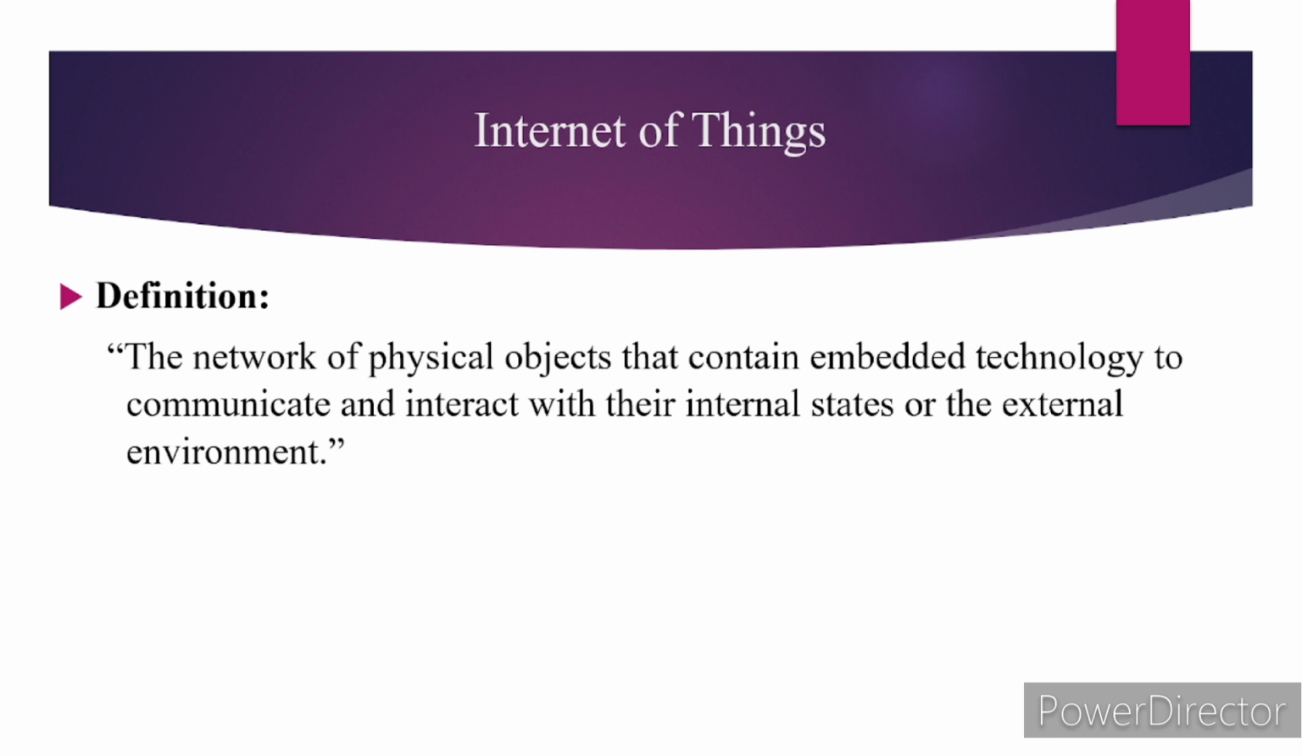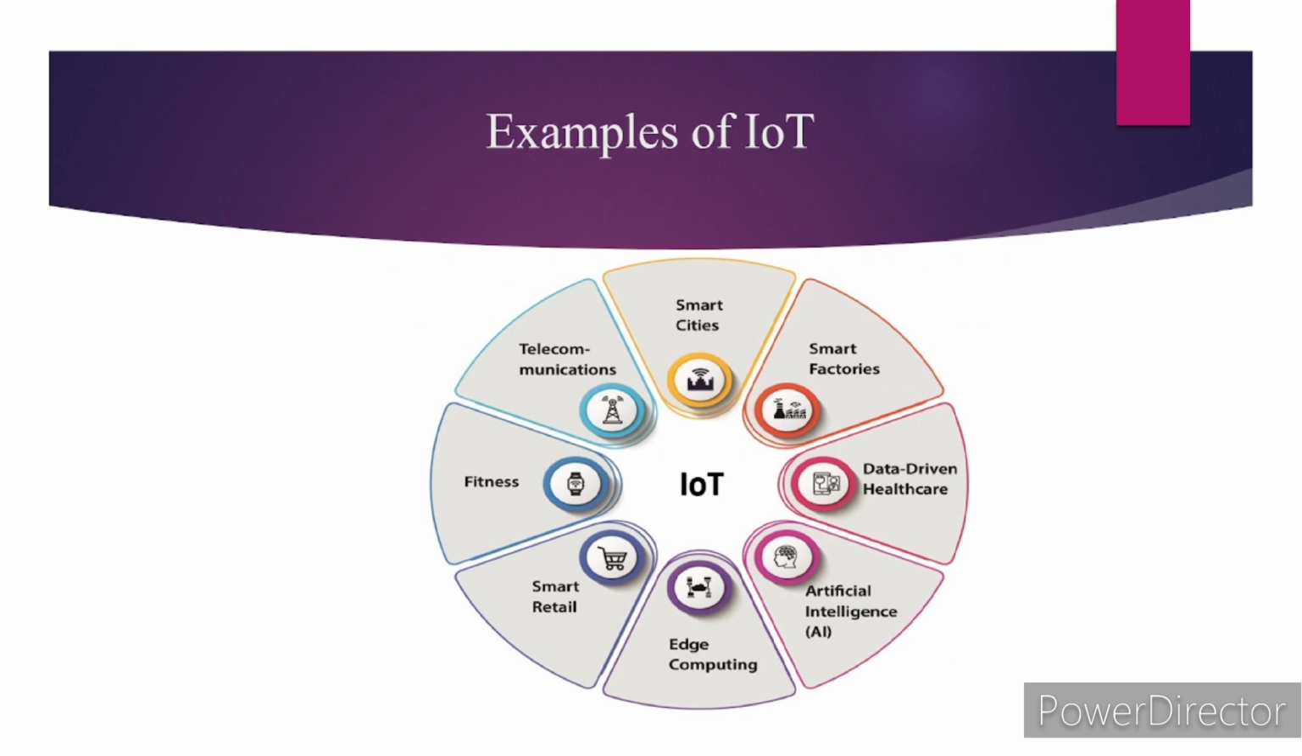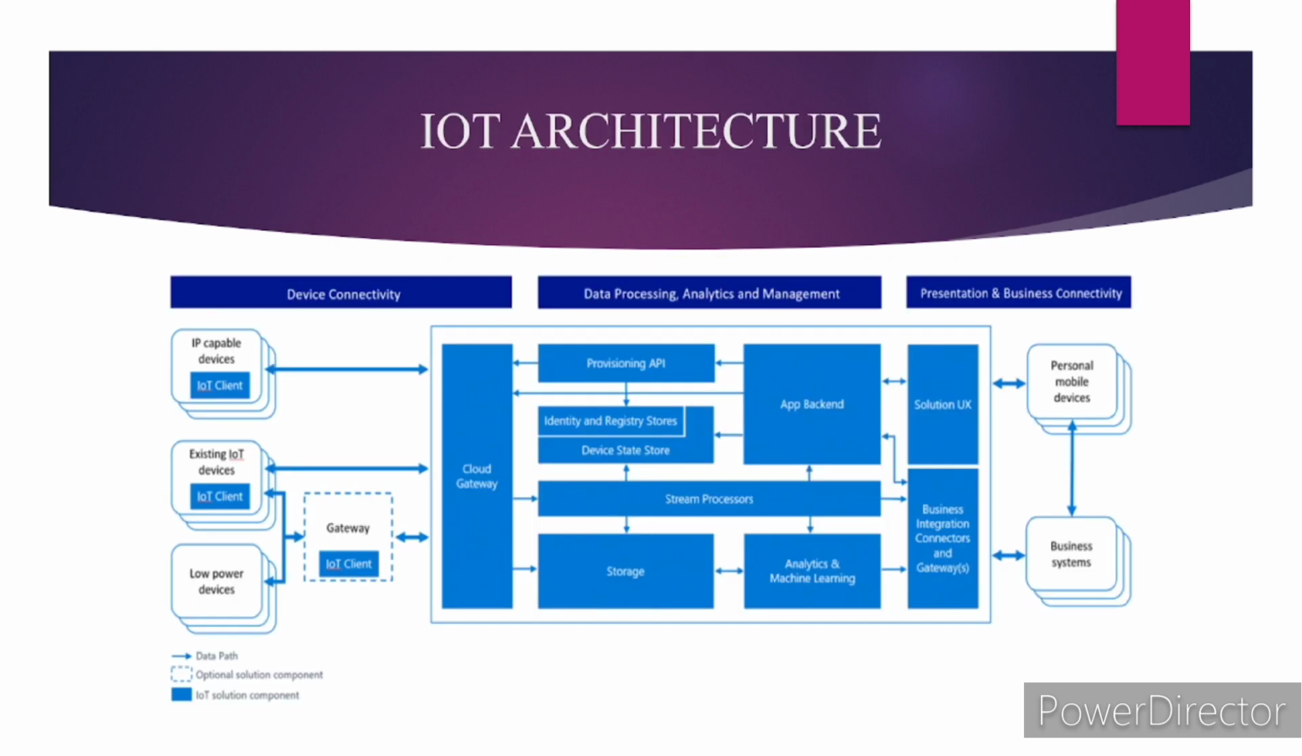So, our Internet of Things. What is IoT? Internet of Things. The definition of IoT is the network of physical objects that contain embedded technology to communicate and interact with their internal states or external environment. Examples of IoT: IoT is used in smart cities, smart factories, data driven healthcare, artificial intelligence, edge computing, smart retail, fitness, and telecommunication.